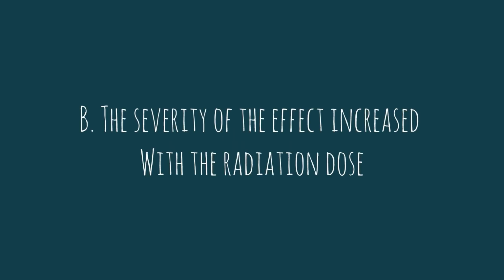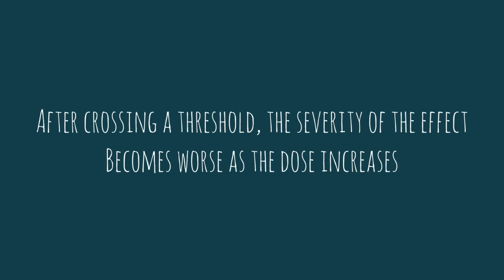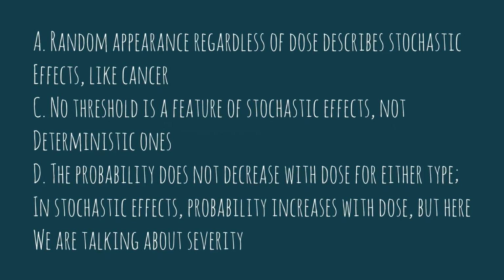The severity of the effect increases with the radiation dose. So why is this the answer? This is because deterministic effects like skin burns, infertility, and cataracts only occur once a threshold dose is passed. After crossing that threshold, the severity of the effect becomes worse as the dose increases. So here are why the other options are wrong.